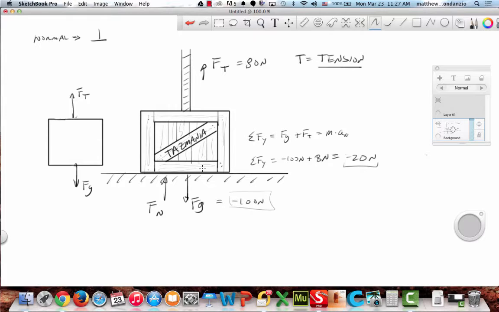So that means the force coming perpendicular to the floor. In this case, there's a reaction force here. So when I look at my summation, it's really F of g plus F of t plus F of n.